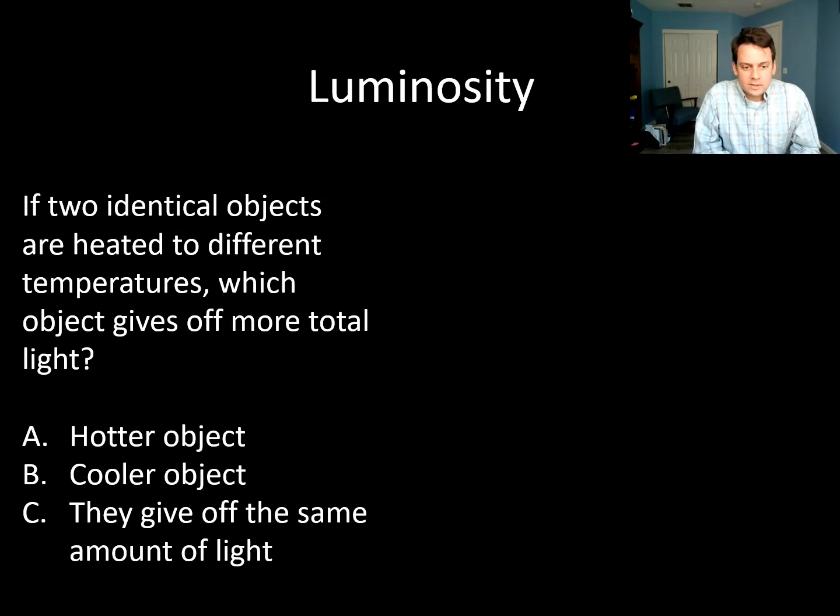So let's now think about the following situation. Let's imagine we have two identical objects which are heated to different temperatures. These could be metal balls, they could be stars, whatever you like. But you've got two identical objects where the only difference is that they're at different temperatures. Which object do you think gives off the most total light? As usual, I'll pause here for a few seconds and let you think. If you want more time, then pause me and come back when you're ready.